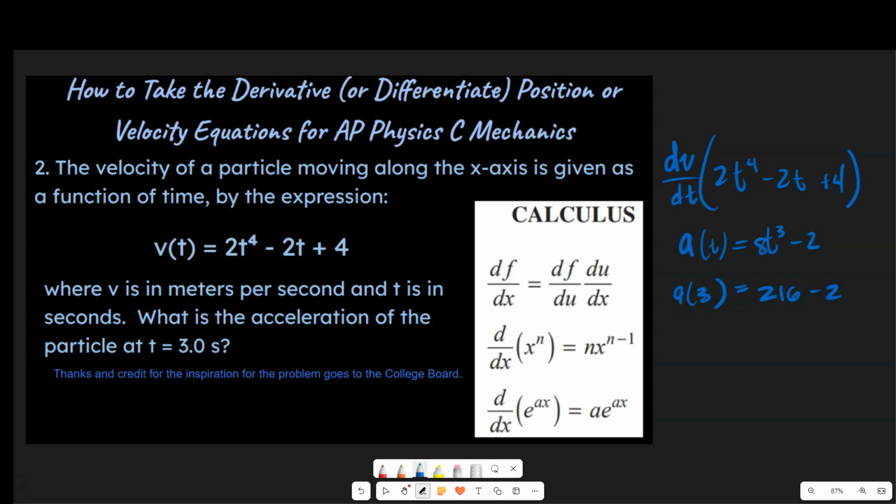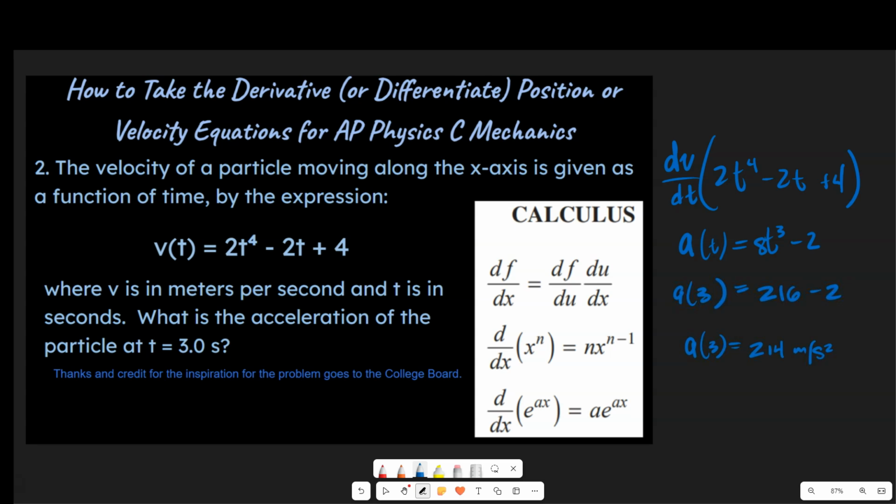Now we could say our acceleration function at time equals 3 seconds. Let's go ahead and plug this in. So we have 8 times 3 to the third power minus 2. Well, 3 to the third power is 27, times 8 is 216, and minus 2 will give us 214. And our units for this are going to be meters per second squared. So our acceleration at time equals 3 seconds is equal to that. Easy peasy, you've got this.